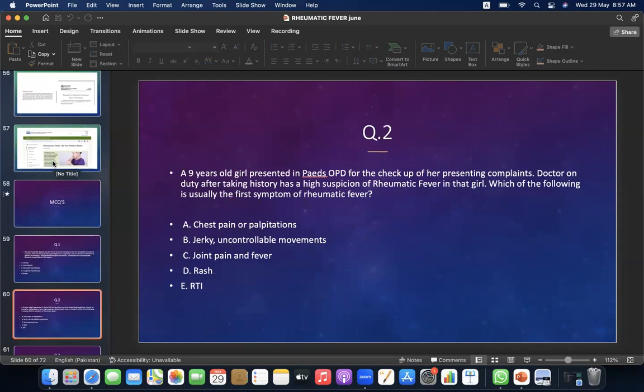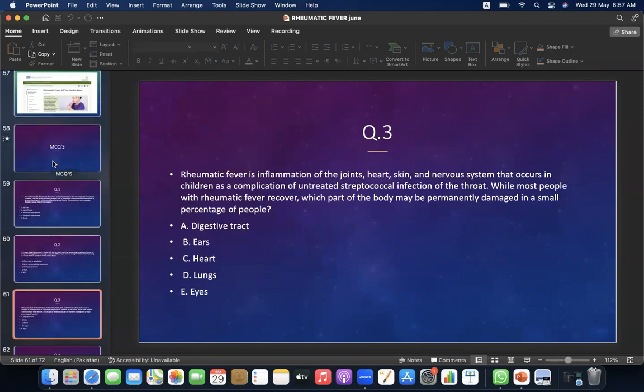Question number 2, a 9-year-old girl presented in Peds OPD for the checkup of her presenting complaints. Doctor on duty after taking history has a high suspicion of rheumatic fever in that girl. Which of the following is usually the first symptom of rheumatic fever? A, chest pain or palpitations. B, jerky movements, uncontrollable movements. C, joint pain and fever. D, rash, or E, RTI. The answer is C.